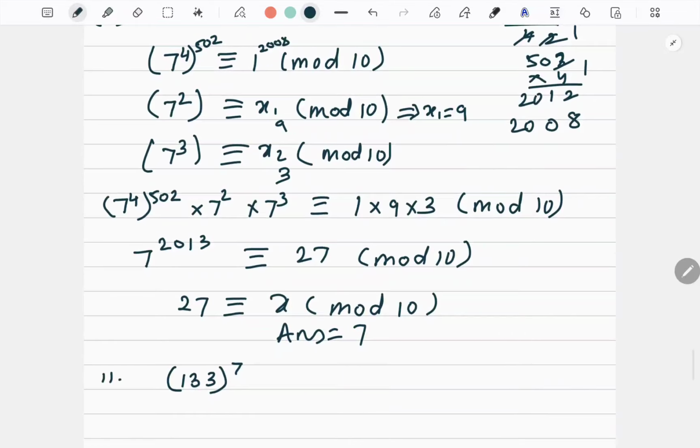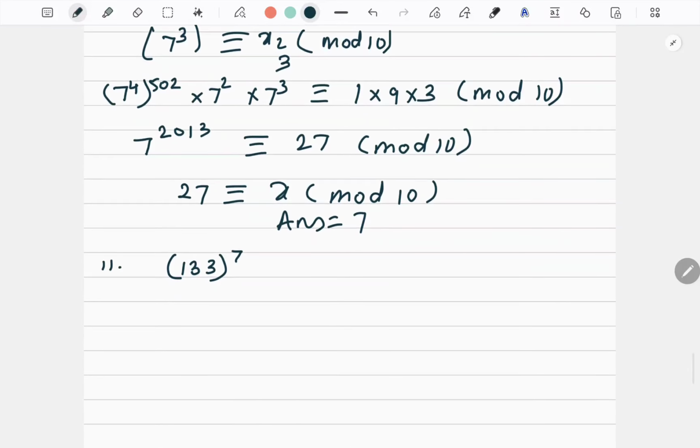Simple. Let's move to the next question, which is the 11th question of your question bank. Now in the question bank, it is not printed correctly. It is written, find the last digit of 1337. It is basically 133 to the power 7.